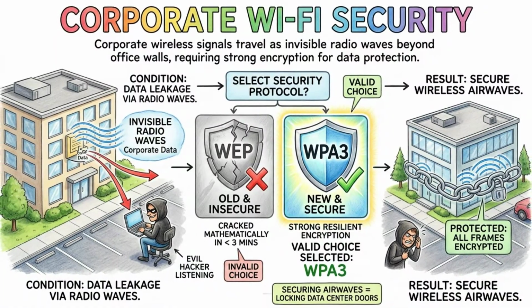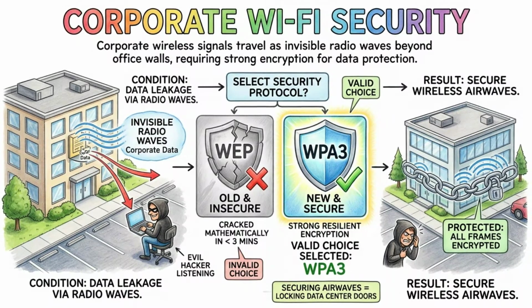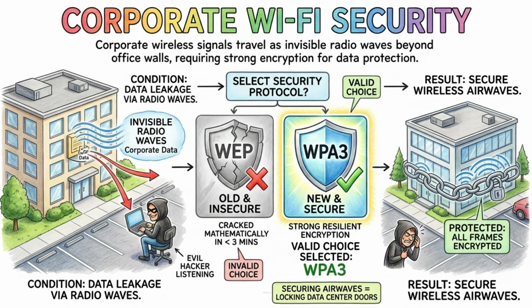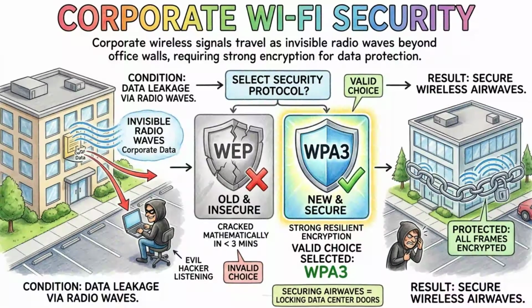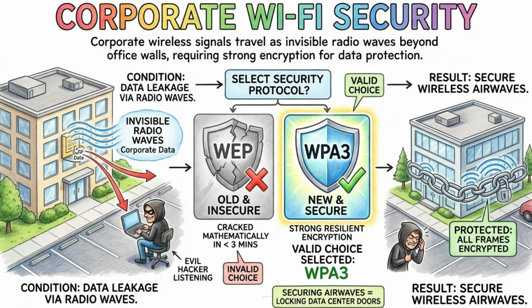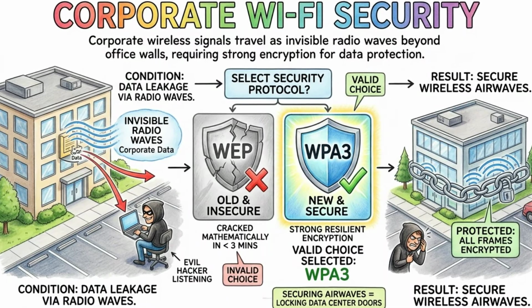Finally, we must briefly address the absolute physical security of our internal corporate wireless networks, as invisible radio waves easily travel straight through brick walls into public parking lots. In the distant past, early wireless networks relied on incredibly weak security protocols like WEP, which modern hackers can mathematically crack in literally 3 minutes using a basic laptop.